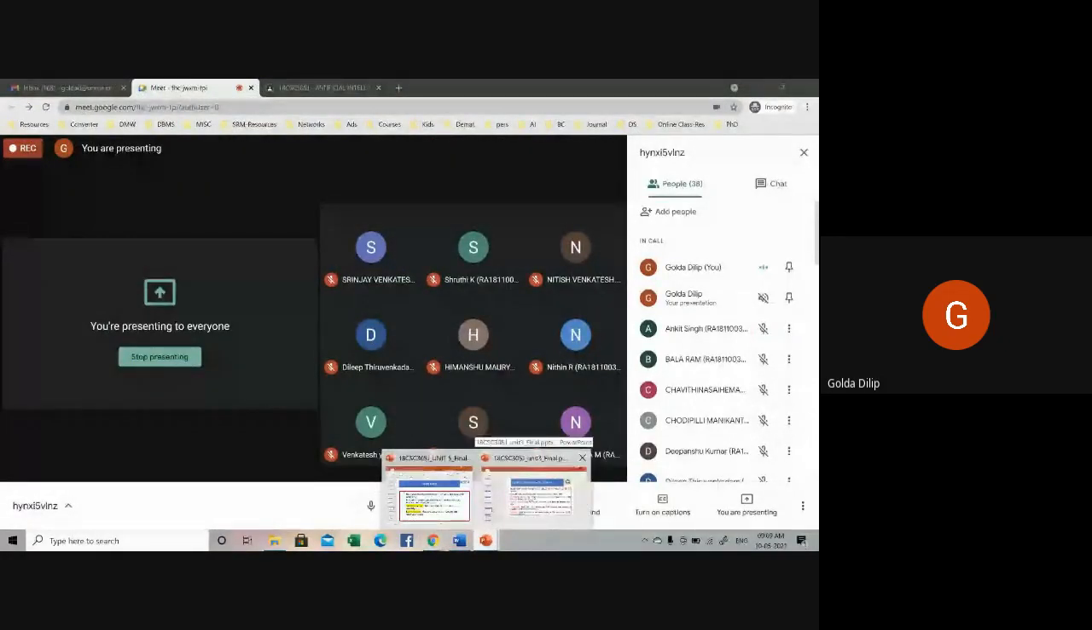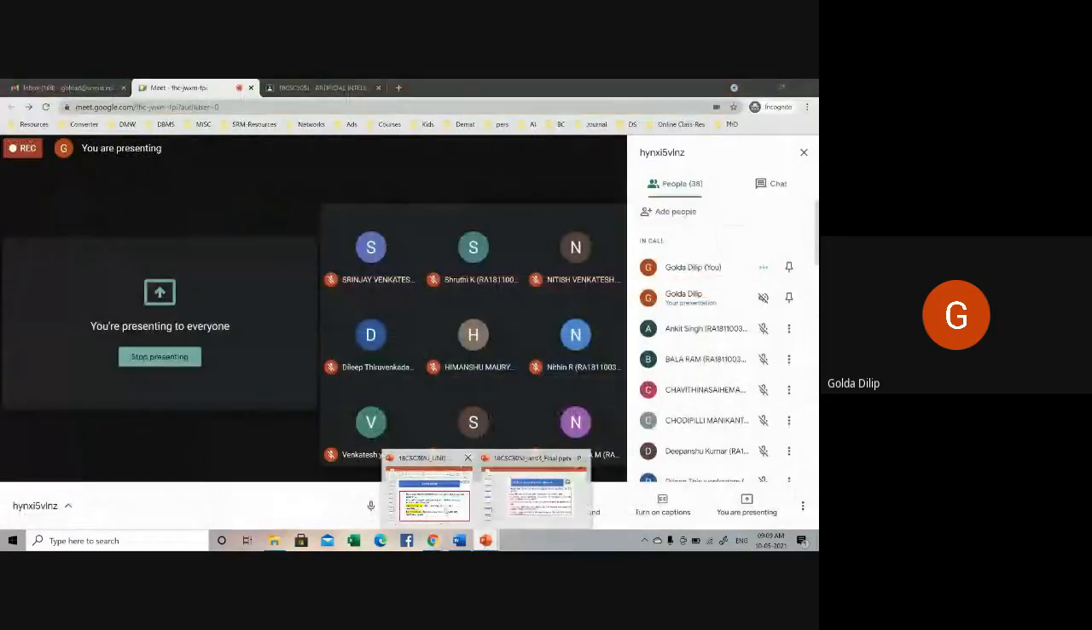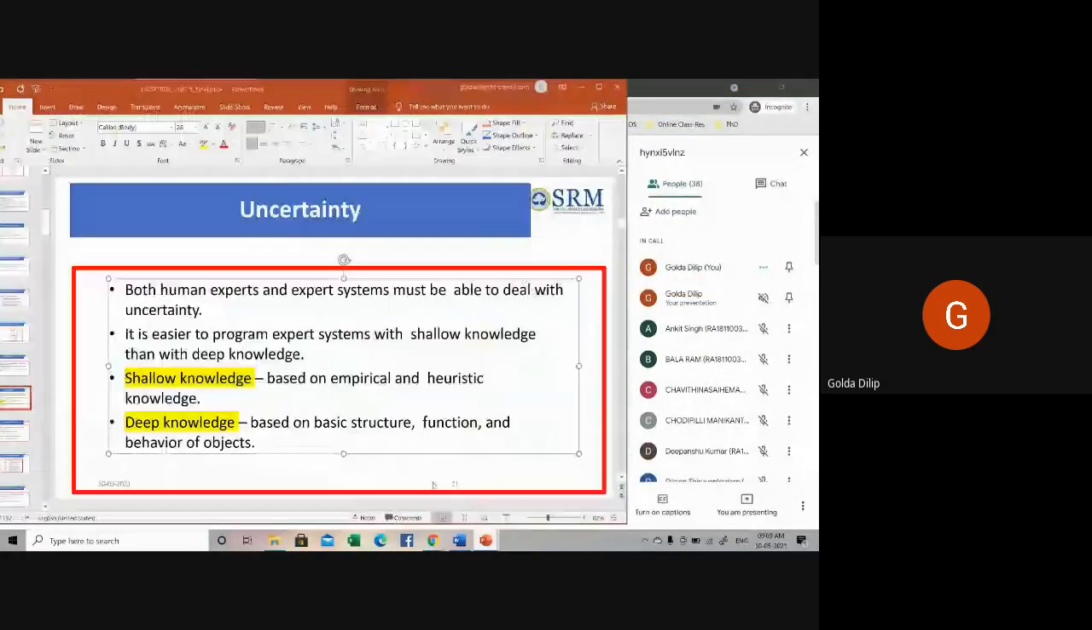Right. This is unit 3. So we were discussing uncertainty. I told you there are two types of knowledge: shallow knowledge, which is empirical and heuristic, where empirical means from observation, and deep knowledge, which is a complete understanding based on the basic structure, function, and behavior of objects.